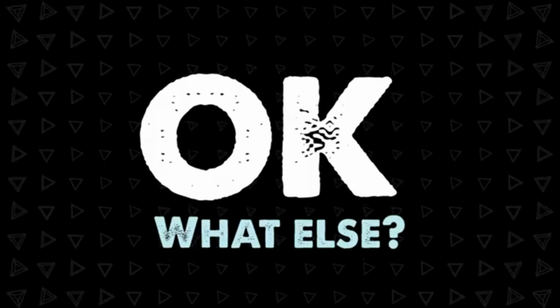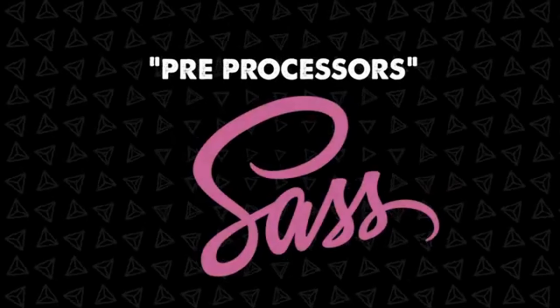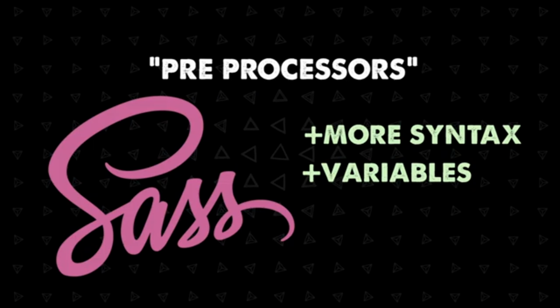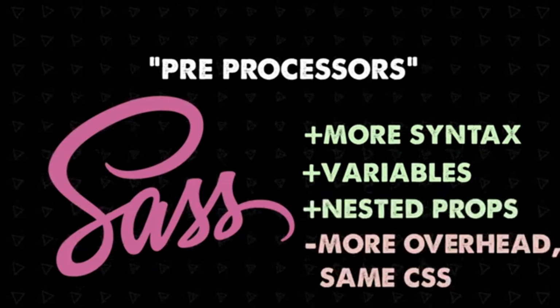Okay, what else is there with CSS? Well, you have preprocessors. The common one is SCSS or SASS, which gives you more syntax, variables, nested properties, but it doesn't do anything normal CSS can't.